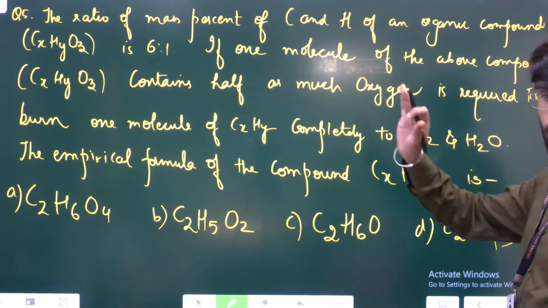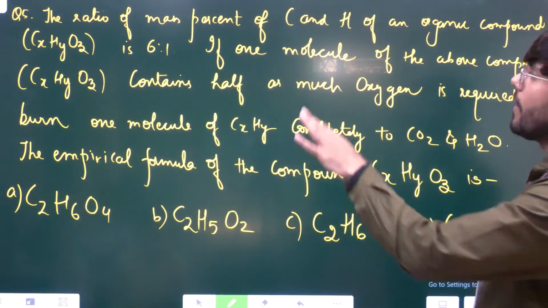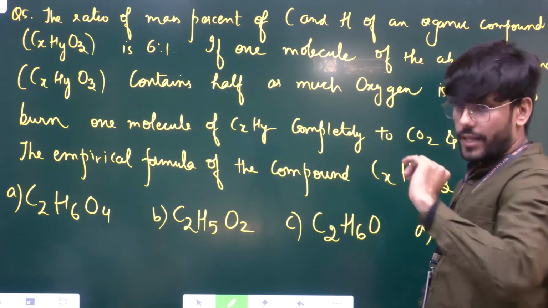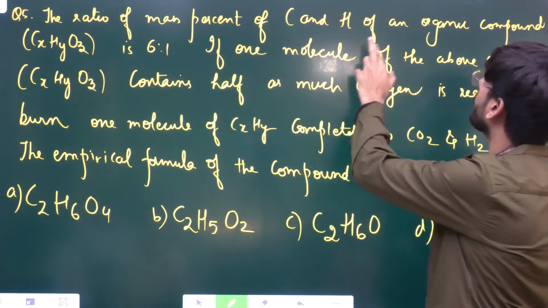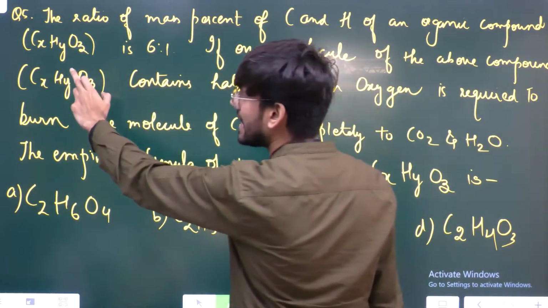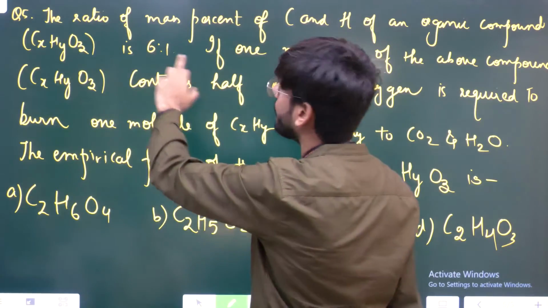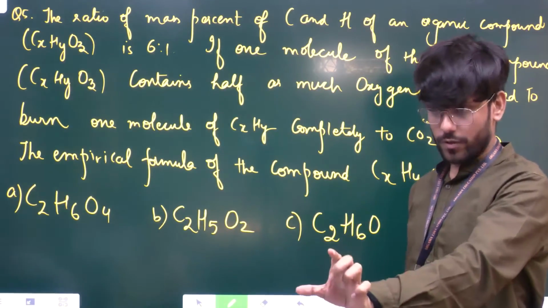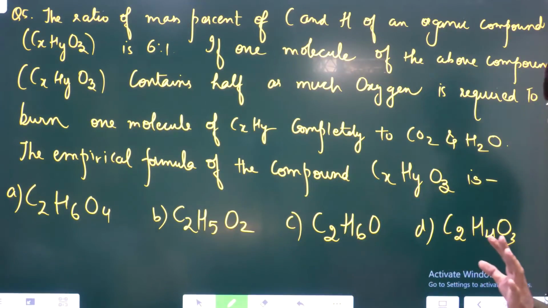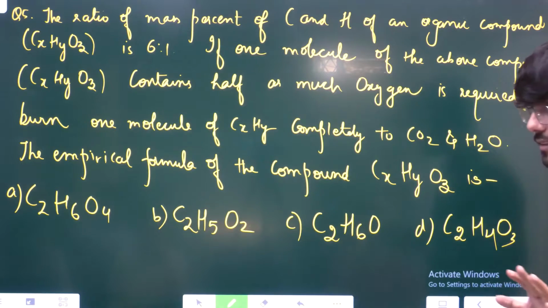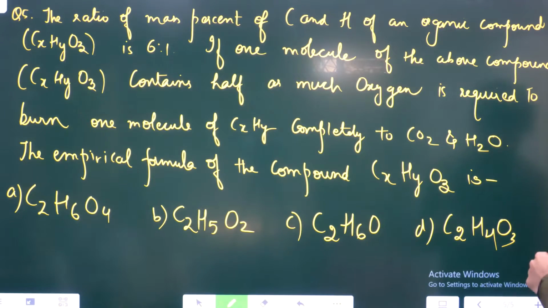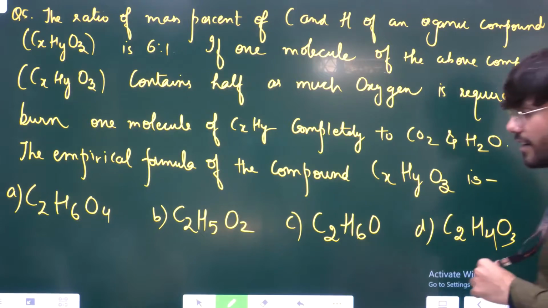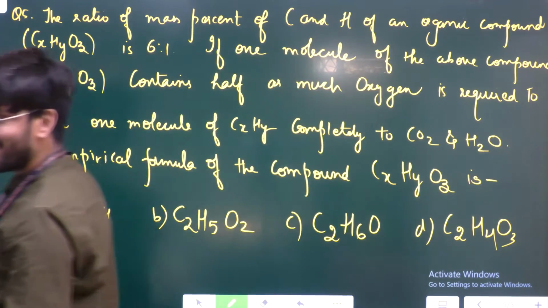Okay, shall we? Acha, now I'm reading it once for you. The ratio of mass percent of carbon and hydrogen of an organic compound CxHyOz is 6:1. Carbon and hydrogen. We do not know about oxygen. डी है क्या सर? Option D.